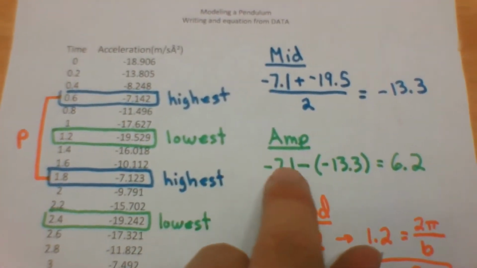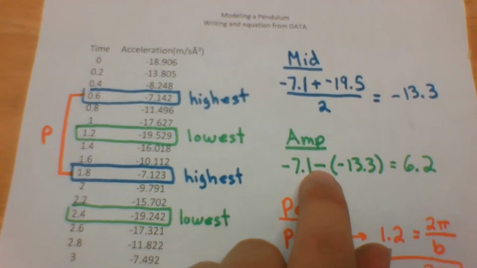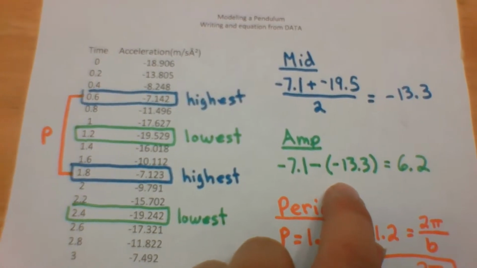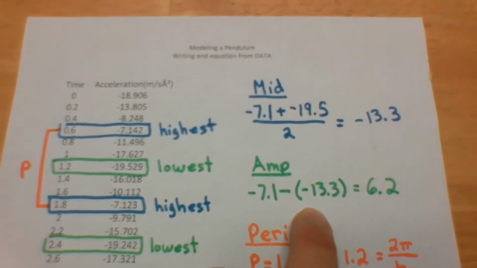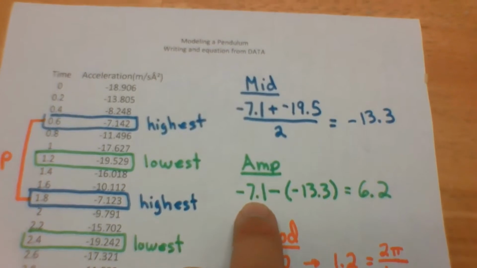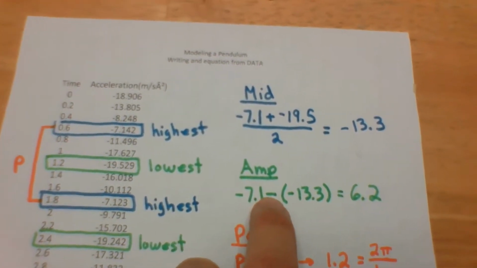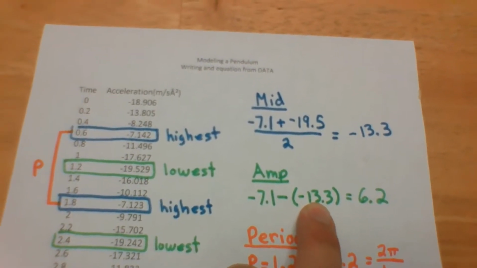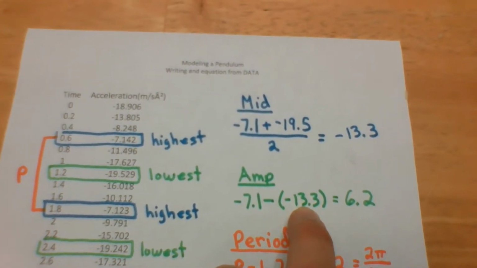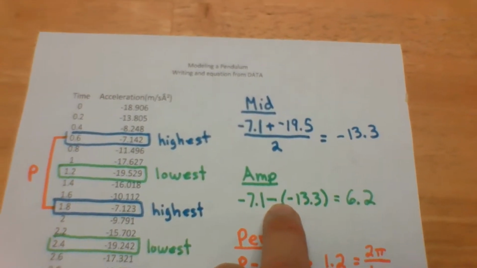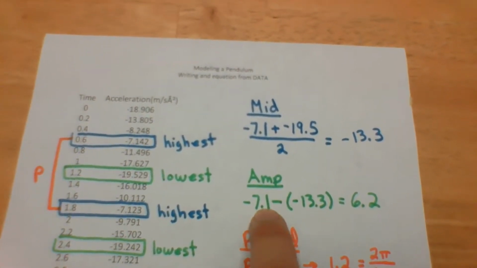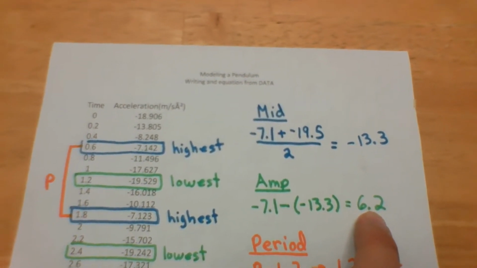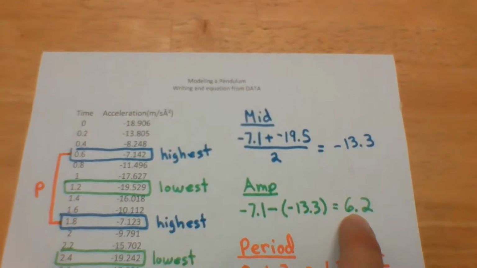Now my amplitude, you got two options. You can take the highest minus the middle, or you could take the middle minus the lowest. Either way you want. You just got to be careful with the negatives here, because my highest is a negative 7.1 minus, it's always going to be subtract, the middle. And in this case, my middle also happens to be a negative, so it does have to be a negative 13.3. Those two negatives do make a positive. You do negative 7.1 plus 13.3, and it gives you an amplitude of 6.2. All right, so we got our midline and our amplitude.